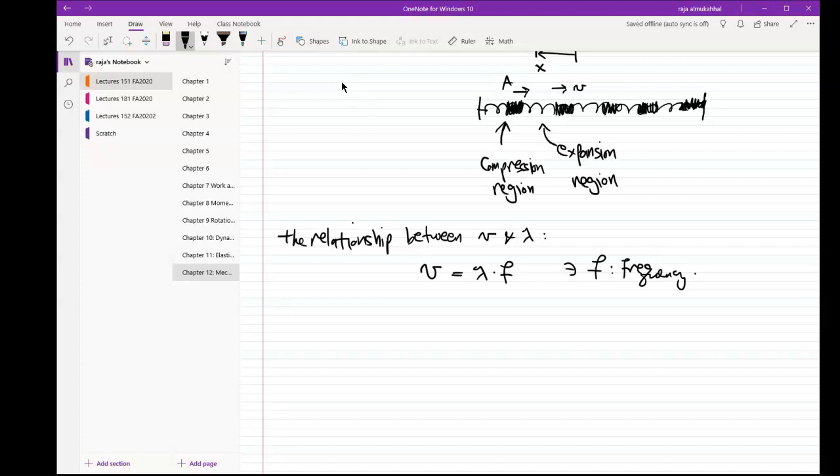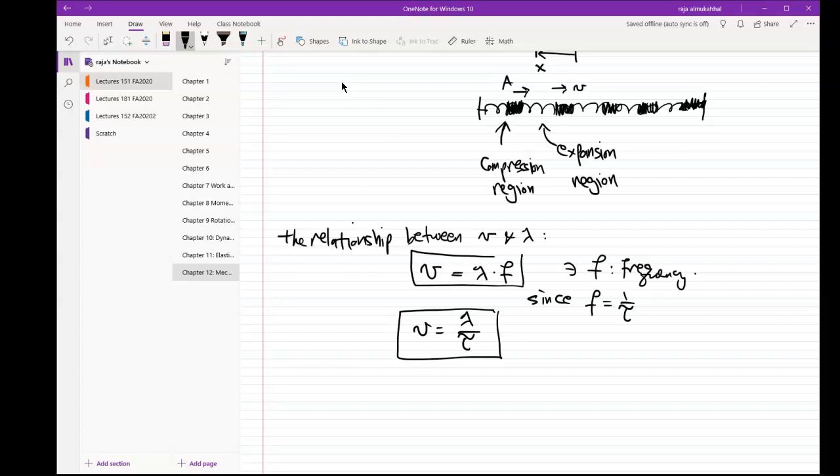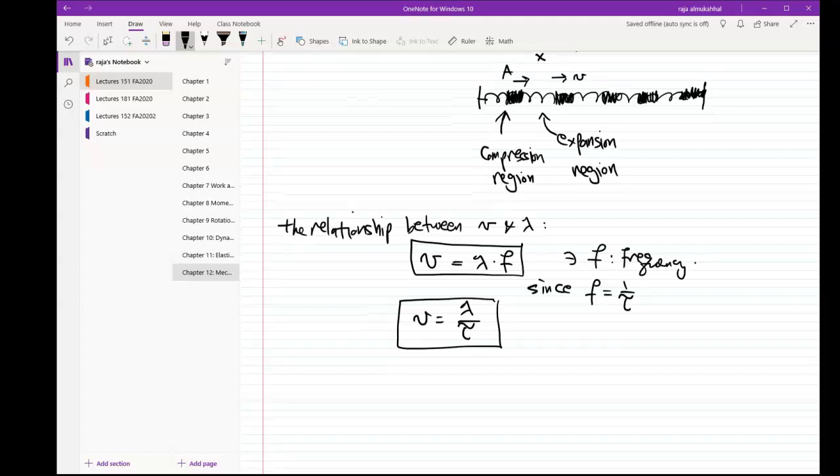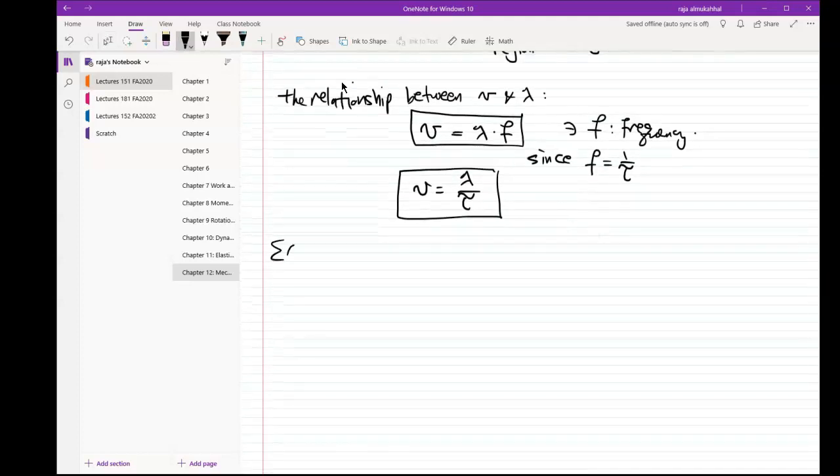You know what the frequency is. Again, that's from the previous chapter, it is the number of oscillations per second, and it's measured in hertz. So in this case, since the frequency is 1 over tau, tau being the period, we can also say that the velocity is lambda over tau. That's another relationship. Please write down those relationships as we go along. And let me give you an example. Example 12.1 from the textbook.